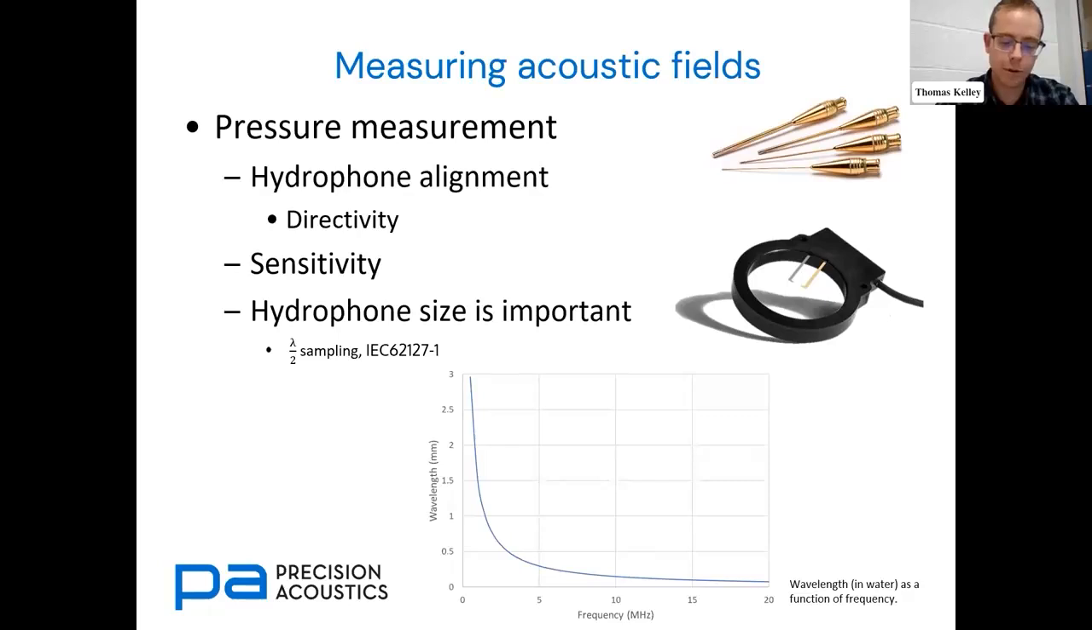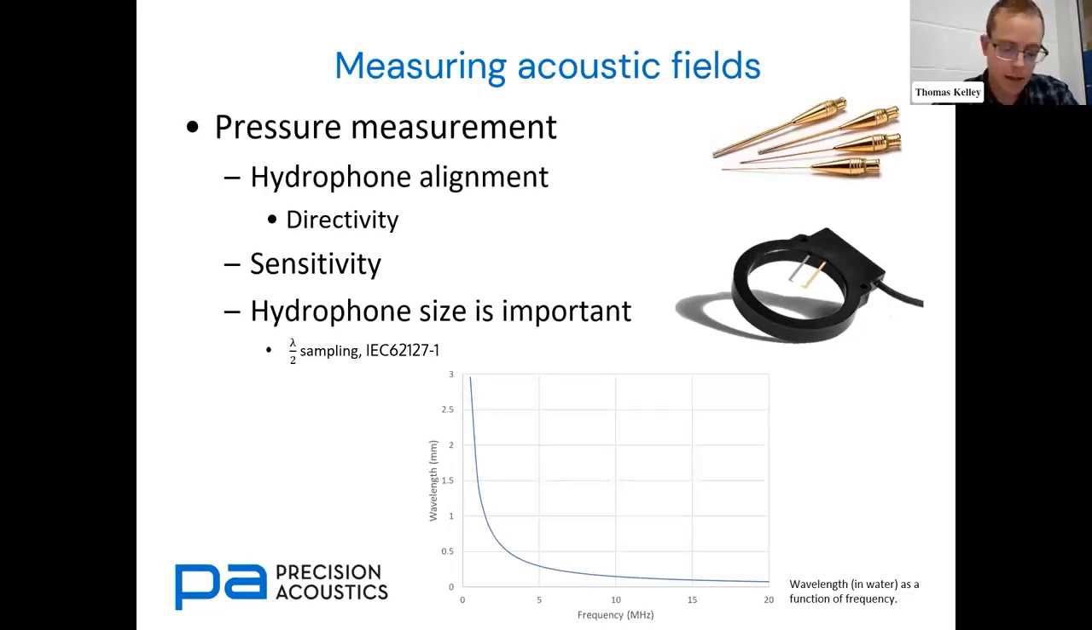Hydrophones, as we saw a minute ago, also conform to the physics of directivity, so they must be carefully aligned with respect to the acoustic field before making measurements. An additional consideration in selecting a hydrophone is the size of the hydrophone itself, but in particular the size of the sensing element. If you're looking to measure fields in the megahertz frequency range, for example, where wavelength in water is in the millimeter or sub-millimeter range, then you're going to be missing a lot of features and generating some large spatial averaging artifacts if you use a hydrophone with a sensing element that's not sub-millimeter.